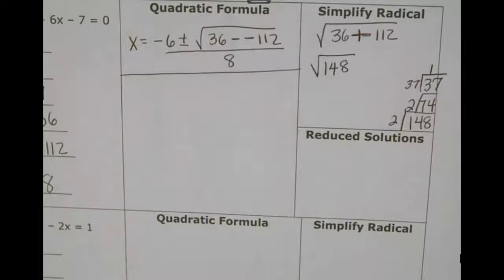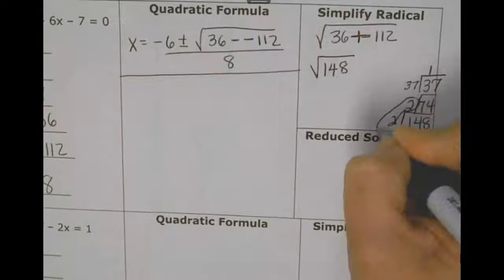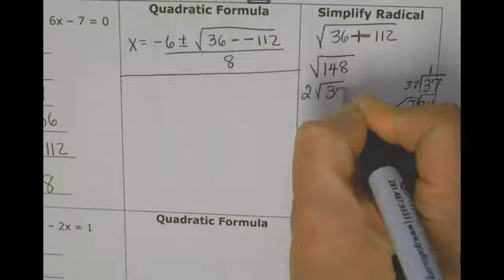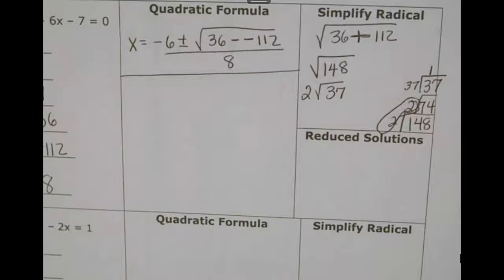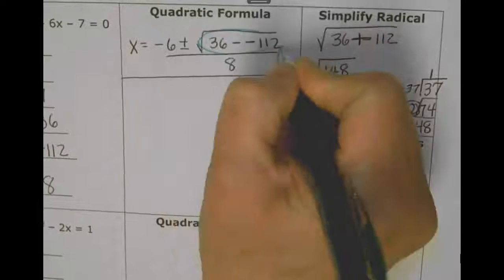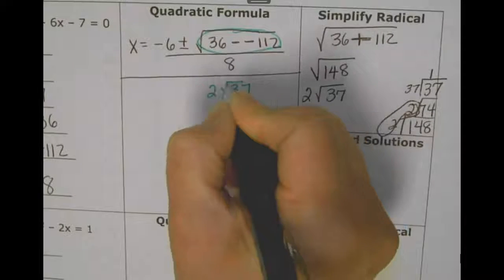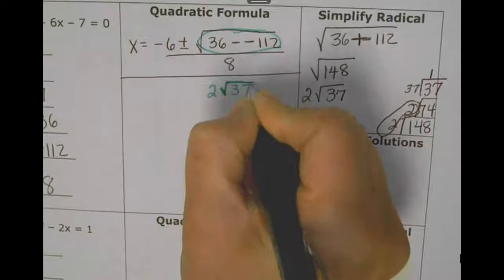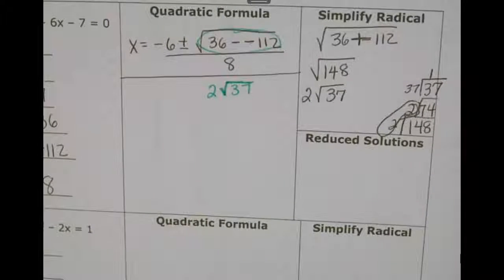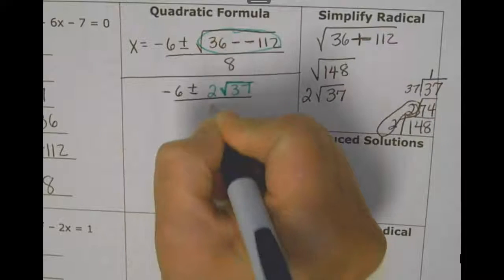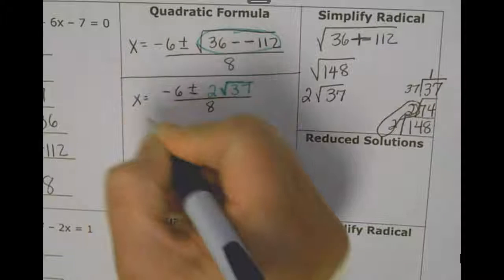Why did I do the birthday cake? To find pairs. And so there's a pair of 2's and a 37, square root of 37. This is replaced with 2 square roots of 37. That is the reduced radical. Still have a negative 6, plus or minus, still have an 8 on the bottom.